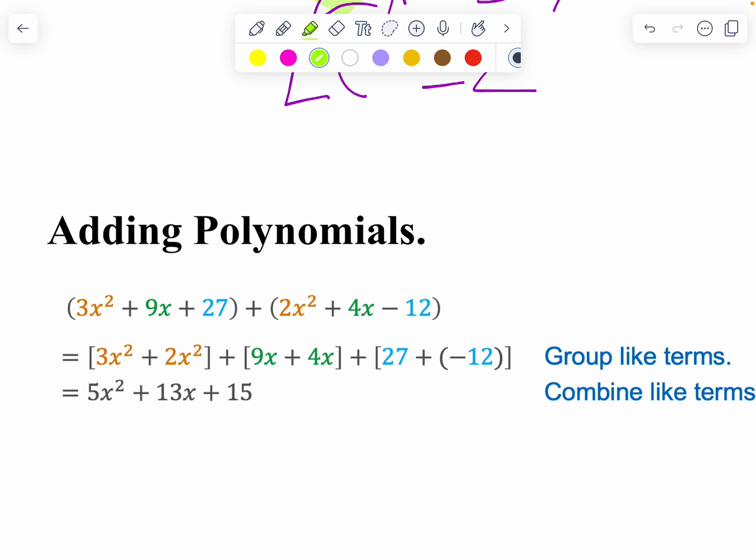So if I got 3x squared plus 9x plus 27 plus 2x squared plus 4x minus 12, mentally, I don't know if you have to write it down, but I like to do it horizontally. Mentally, I'm going to go 3x squared plus 2x squared. That'll give me 5x squared. Then I'll do the same thing for my x's. And then finally, I'll do the same thing for my constant terms.